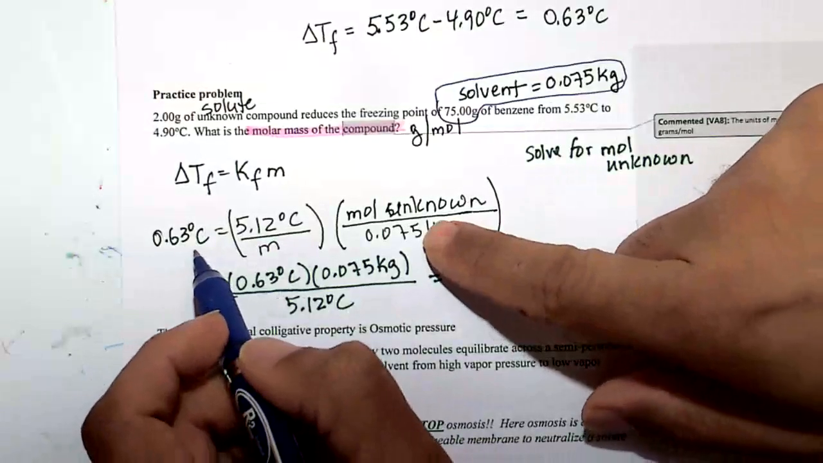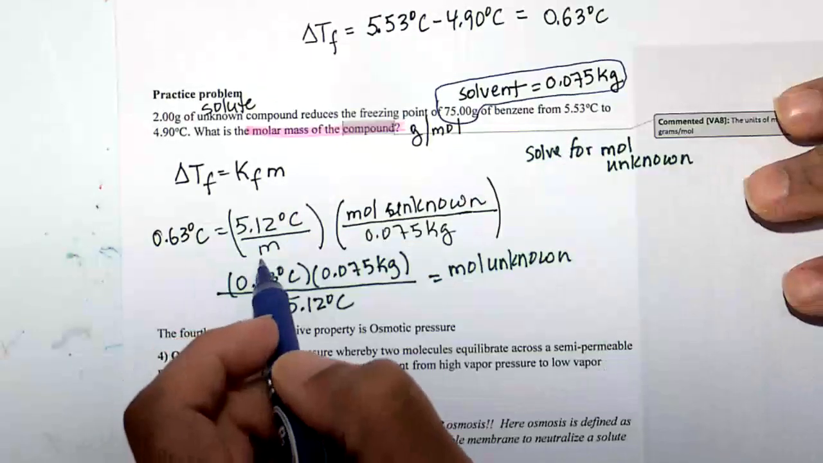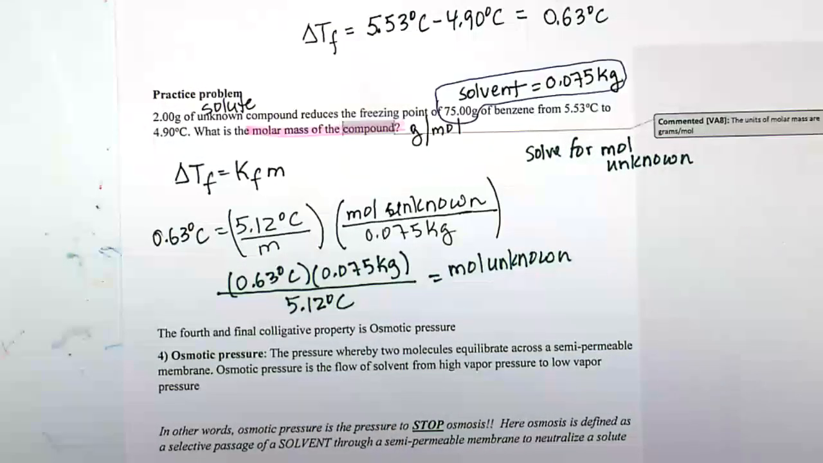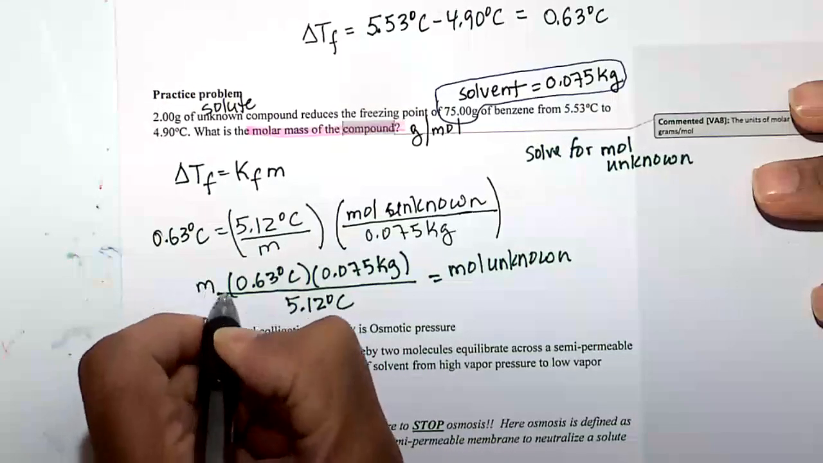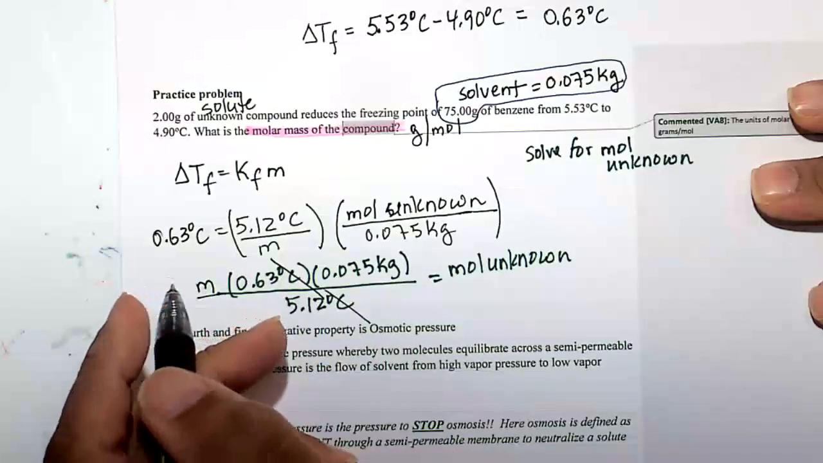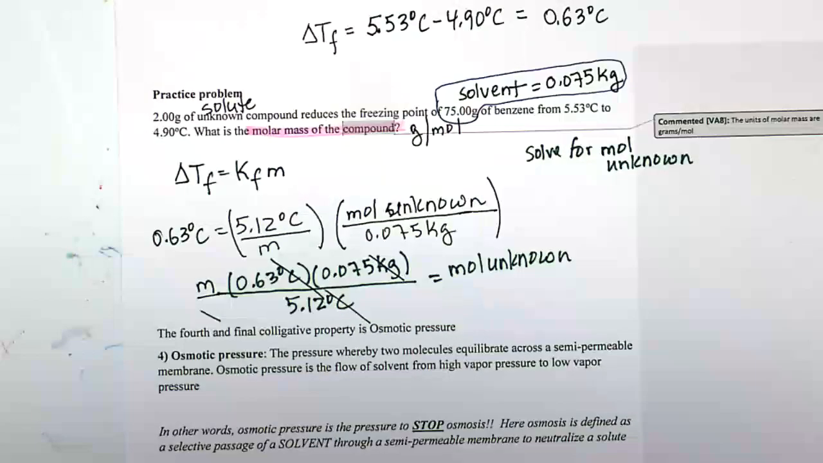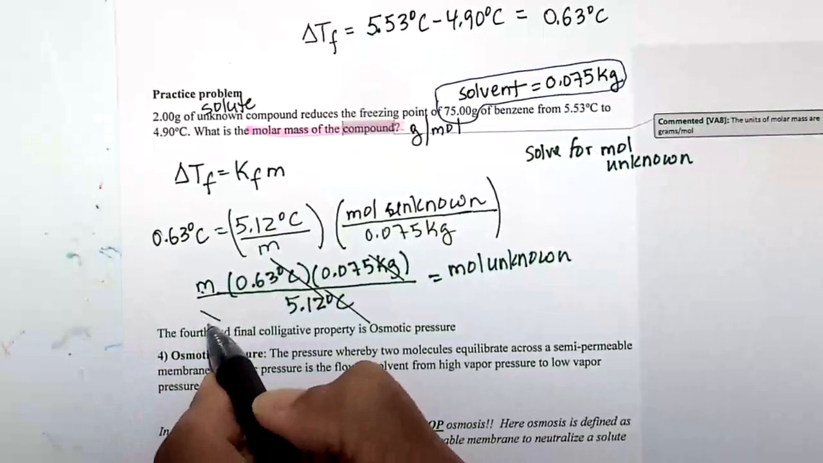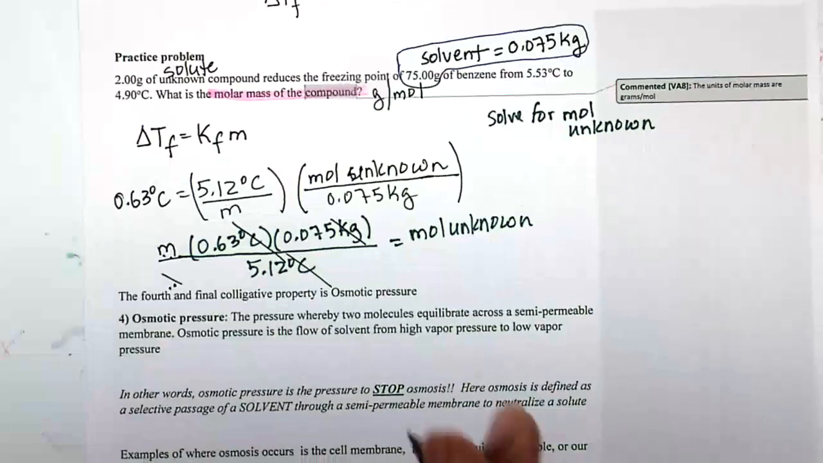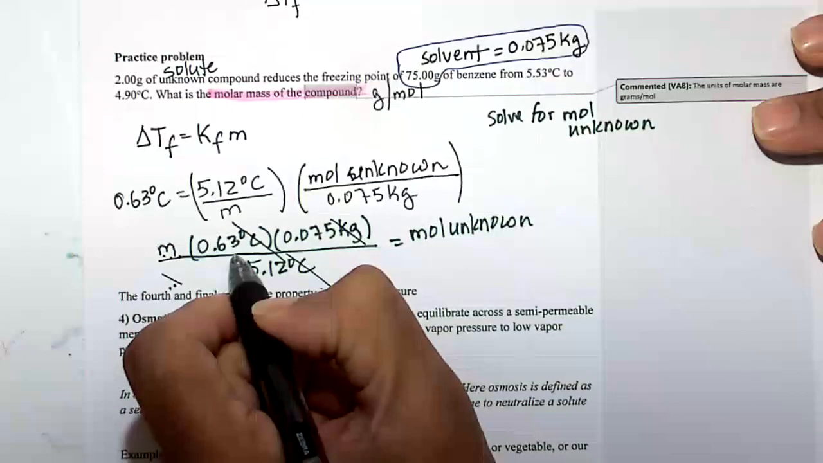Okay, so 0.63 times 0.075 divided by 5.12. We can take that lowercase m and put the lowercase m here too. The degree C cancel, and the kilograms cancel, so you're left with moles of unknown, because molal is moles of solute over kilograms of solvent. So our final units are moles of unknown.